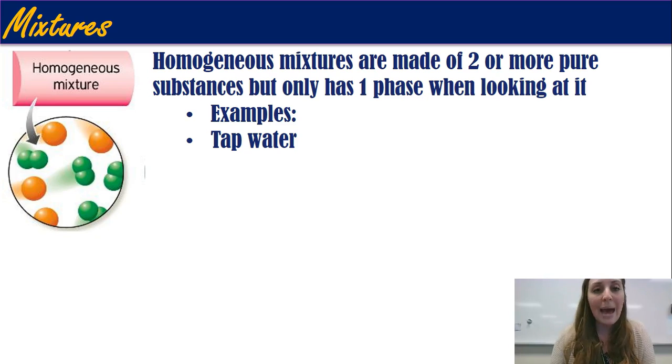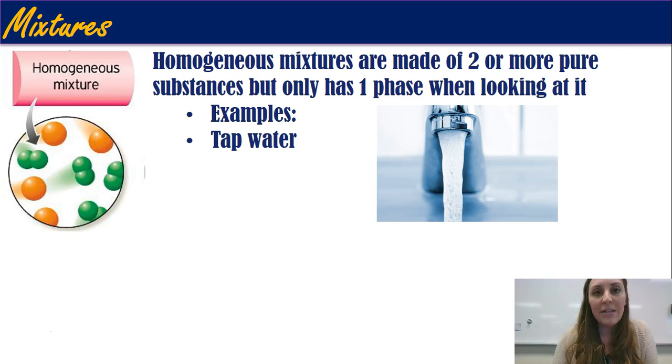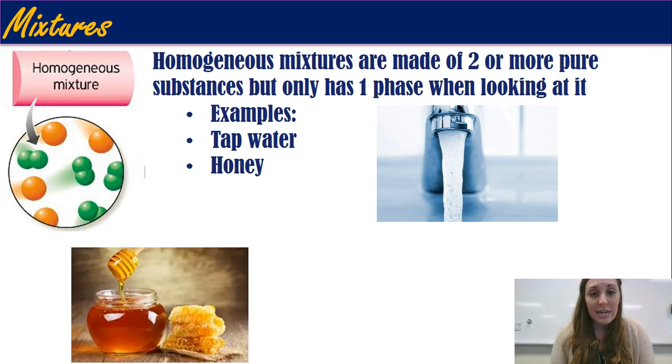So for example, tap water. If you look at a sample of tap water, no matter where you look within it, it all looks exactly the same. And the prefix homo means same. So homogeneous looks the same throughout the mixture. Honey is a mixture and it looks the same throughout. If you take a sample of honey and pour it and keep looking at it, it's all going to look the same.